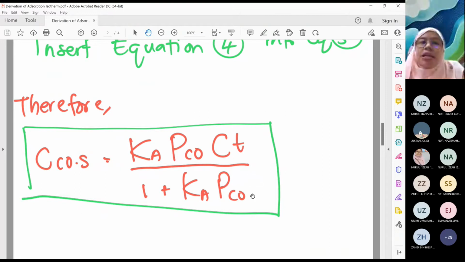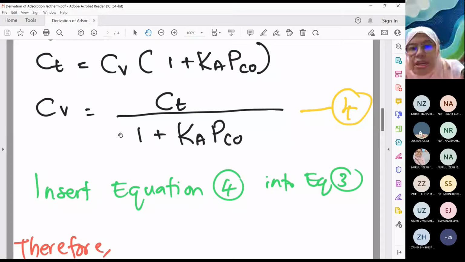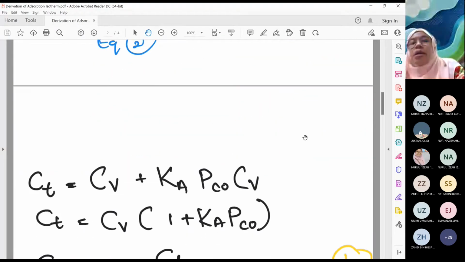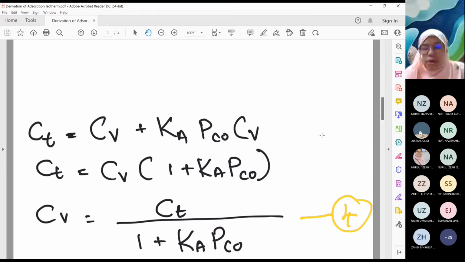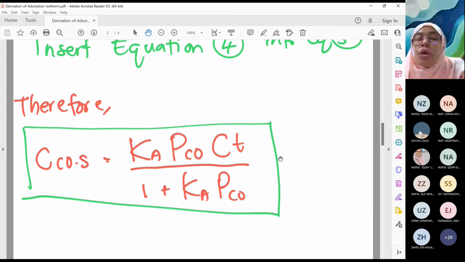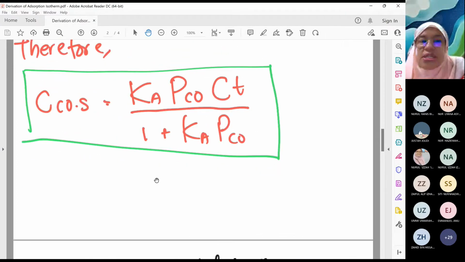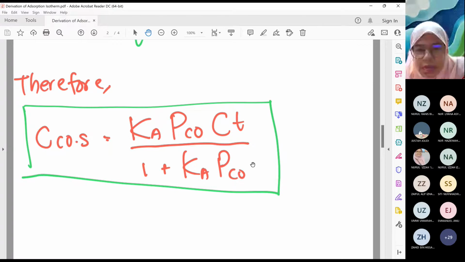Okay. So you kena understand on how to eliminate CV, on how to write the total site balance, because later bila kita dah combine, after you know what is the Langmuir-Hinshelwood kinetic, what is the Eley-Rideal kinetic, later we want to derive the overall rate, this similar step. We will use a similar step on how to write the rate law equation. So yang ni baru part yang adsorption isotherm sahaja. So this is the adsorption isotherm equation.